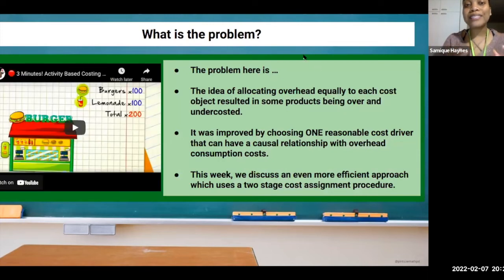The reason that we're doing it this way is because the volume-based approach is not as efficient as the activity-based approach. When we're not efficient at the allocation of our overhead costs, it can cause our product to be overcosted or undercosted. That means we might end up allocating too much overhead cost to one of our products, and that causes it to be overcosted. Or we might not allocate enough overhead cost to a product, which will cause it to be undercosted.